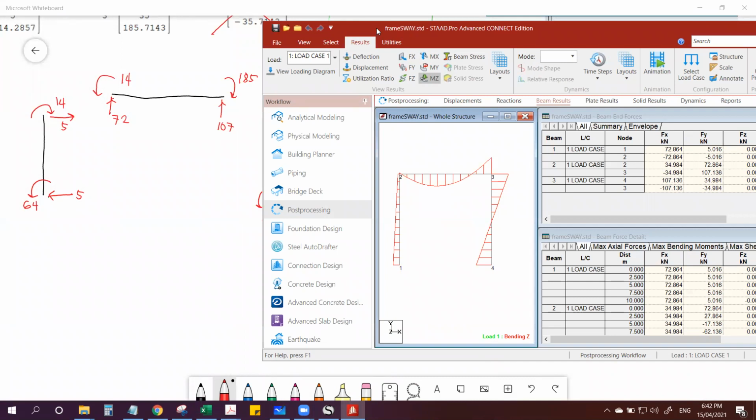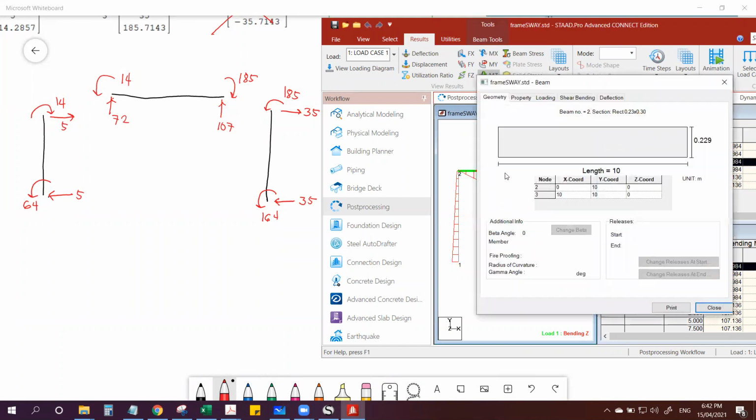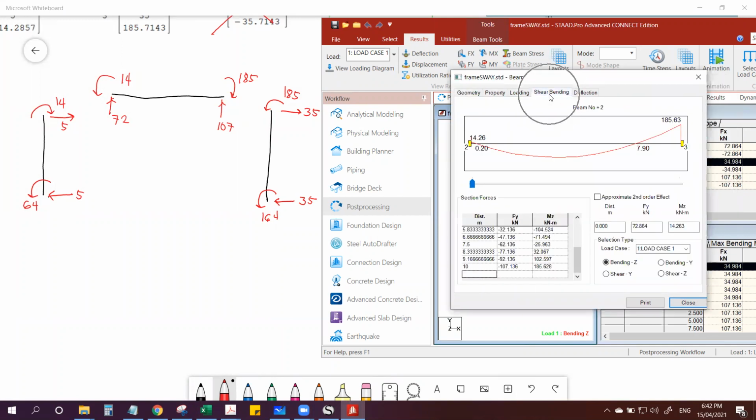So to quickly get the member forces for each member, simply double click under beam results, double click, and shear bending. So you're looking at the bending moment now. So this is 14, and this is 185. And let's look at the shear. We have 72 going up, and then 107, 107.